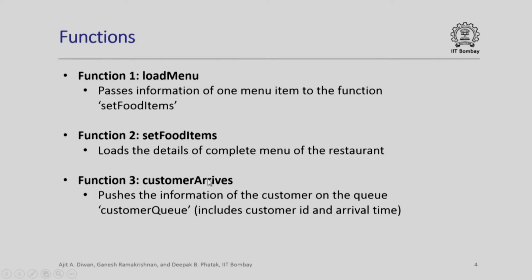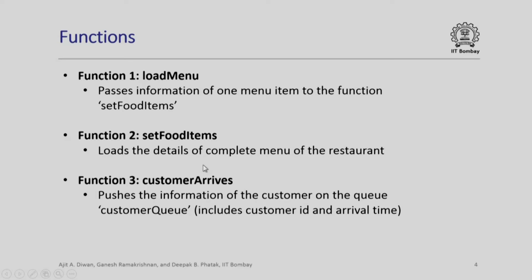Let us look at the functions that we need to write. First and foremost, the backend information about the restaurant. So, we will have a load menu function which passes information of one item to the function set food items. The set food items in turn is a function which loads the details of complete menu of the restaurant.